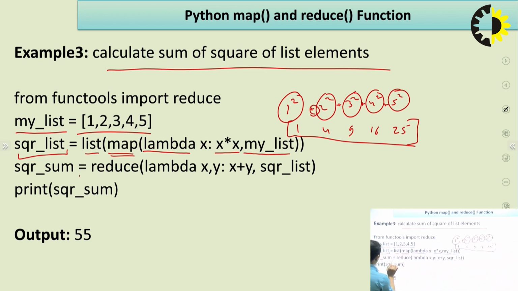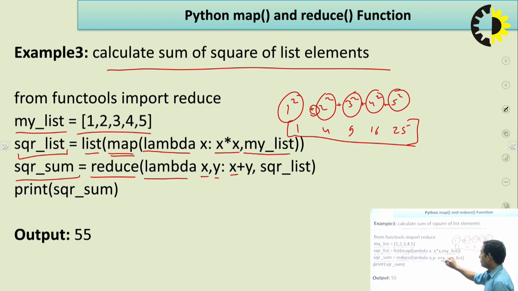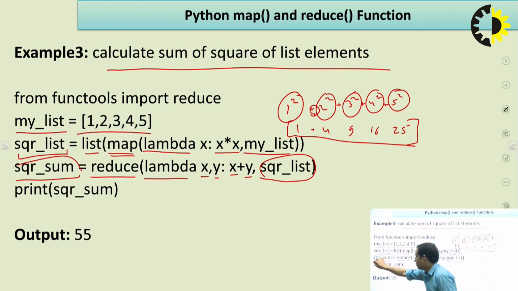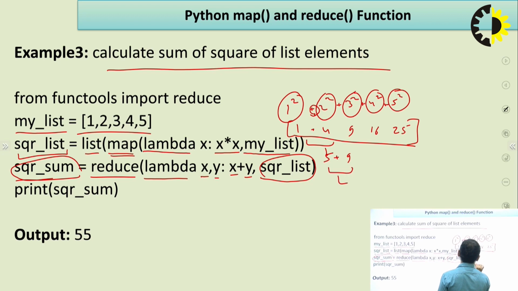So here square sum is reduce. Now the same lambda, we are receiving two parameters x and y and getting their sum, and the operation is applied on this new list. In the first case 1 plus 4 equals 5. Now 5 plus 9 gives 14. 14 plus 16 is 30, and 30 plus the next item 25 is 55. No item is left, so the final output is 55.